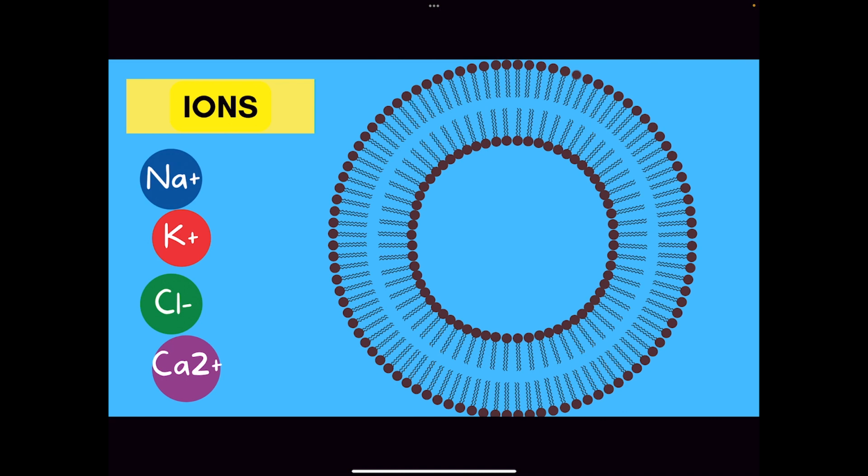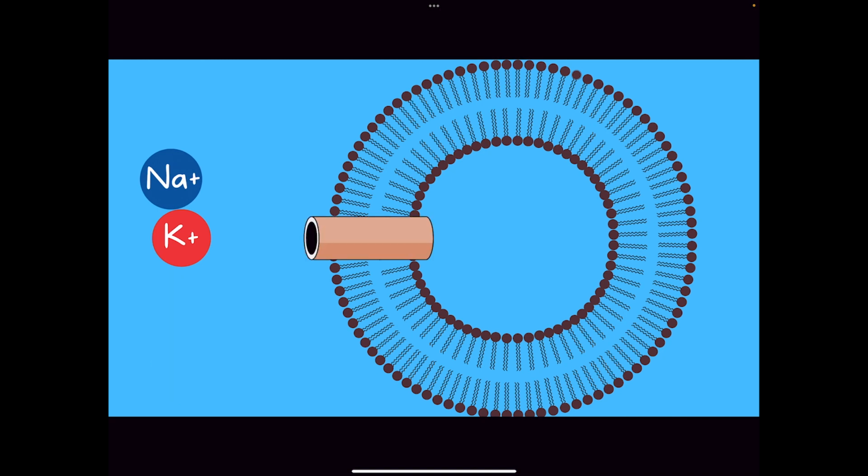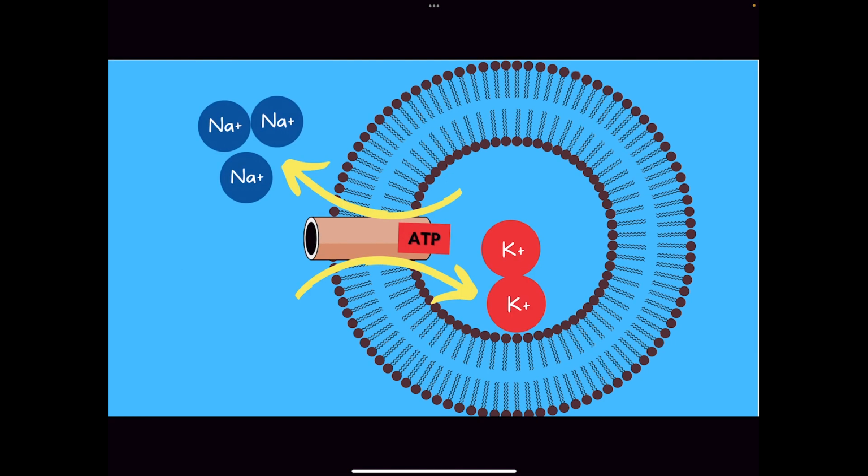And I want to give you an example of probably the most important primary active transport process in the body. Every single one of our 30 trillion cells does this primary active transport. Let's take a look. So here's a pump. What this pump does is it takes 3 sodium ions and throws them outside the cell. And it exchanges them for 2 potassium ions. And it does this using ATP.